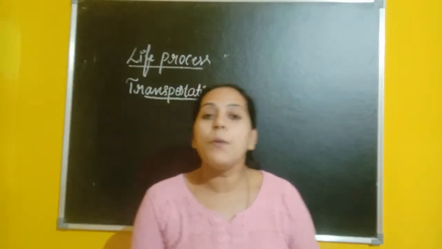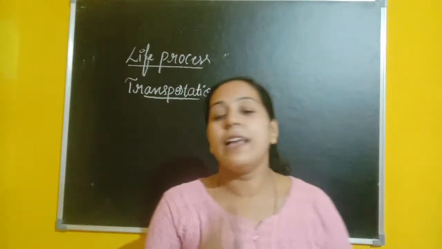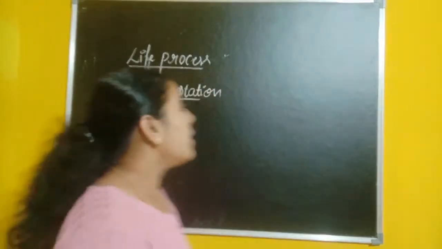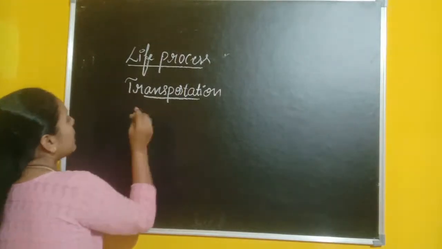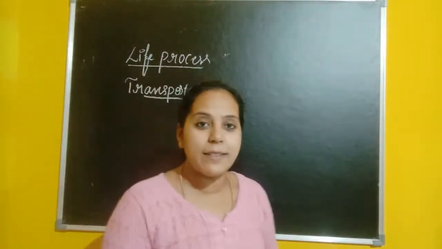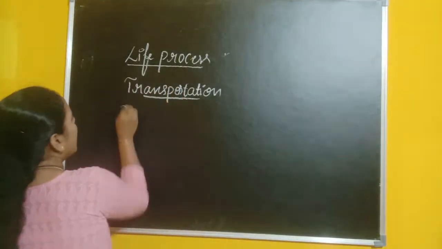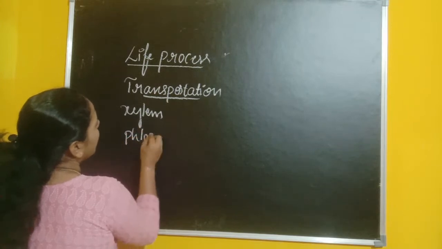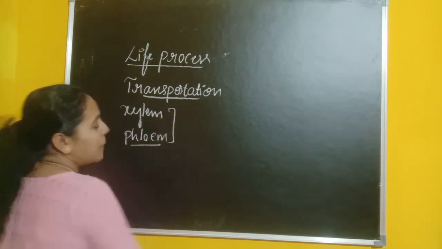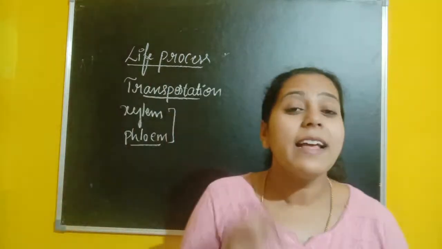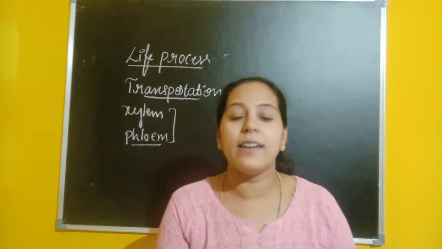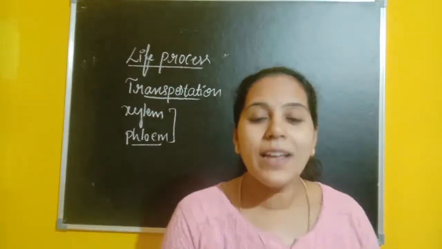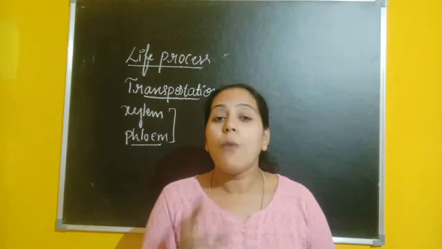Students, transportation in plants takes place with the help of two tissues. You have all learned about this, right? There are two tissues present in the plant, which we call vascular bundles. They are xylem and phloem. These vascular bundles help in transporting the products in the plants. Now let us understand individually what is meant by transportation.